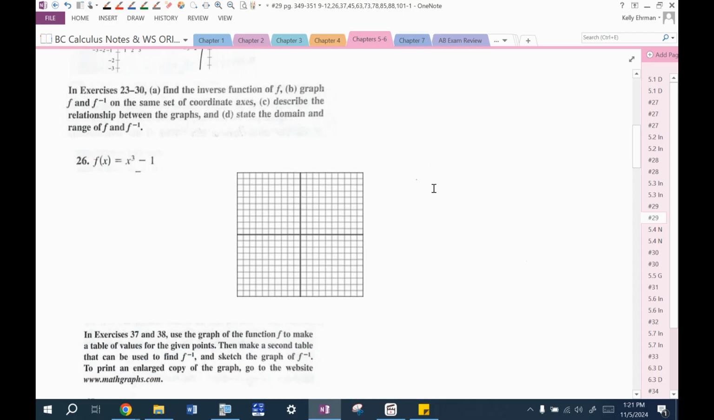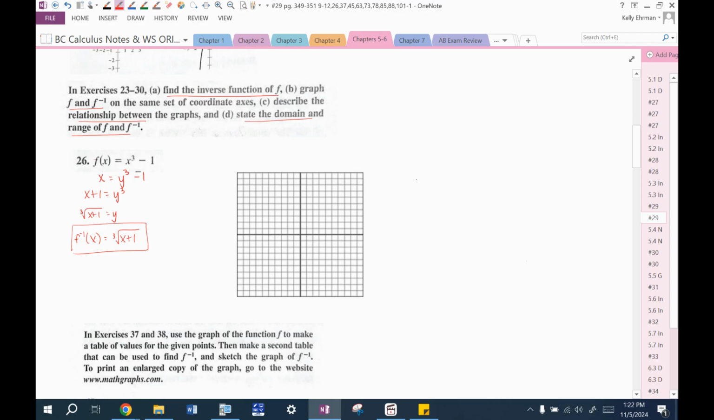All right, number 26 says, find the inverse function of f, and then graph both f and f inverse on the same coordinate plane. Describe the relationship between the graphs and state the domain and range of f and f inverse. Okay, so how do you find an inverse function? You switch the position of x and y in the equation, solve for y. So we'd have to add 1, take the cube root of both sides, and call it f inverse. So f inverse of x is equal to the cube root of x plus 1.